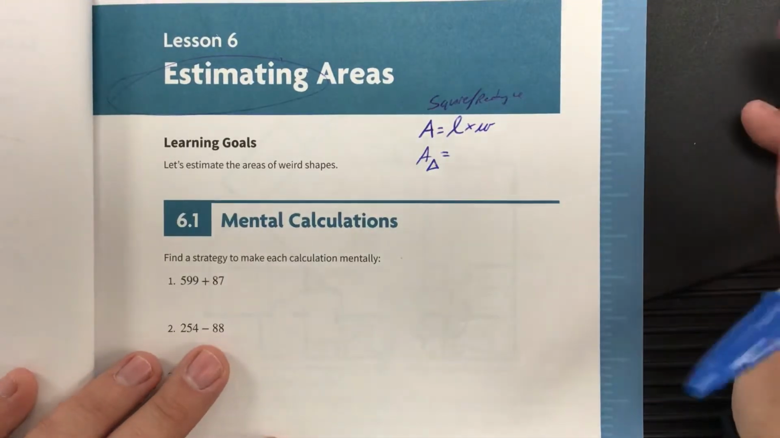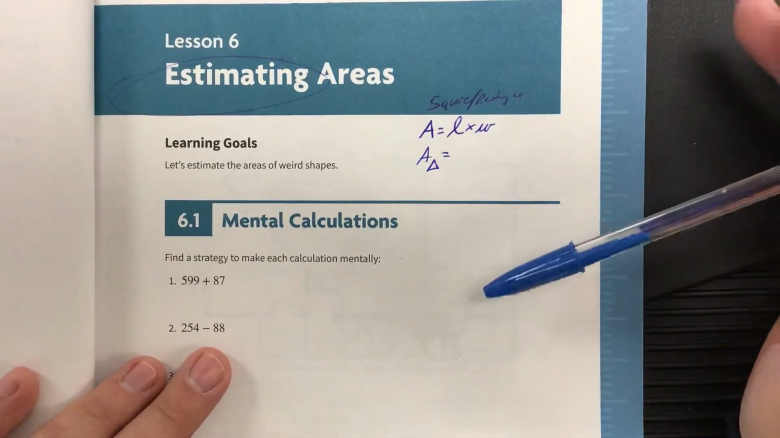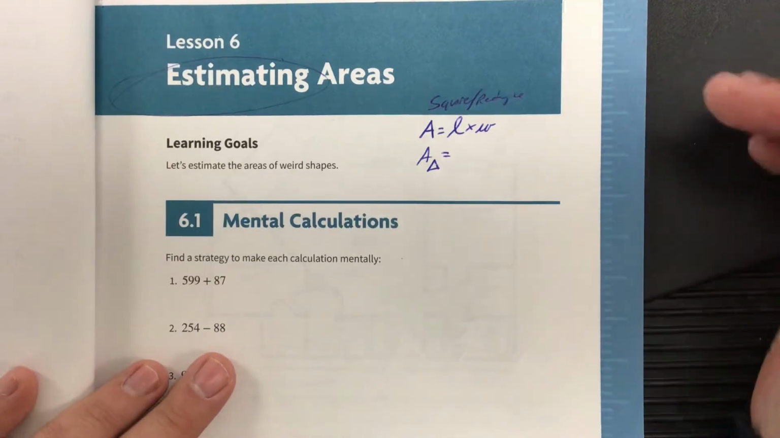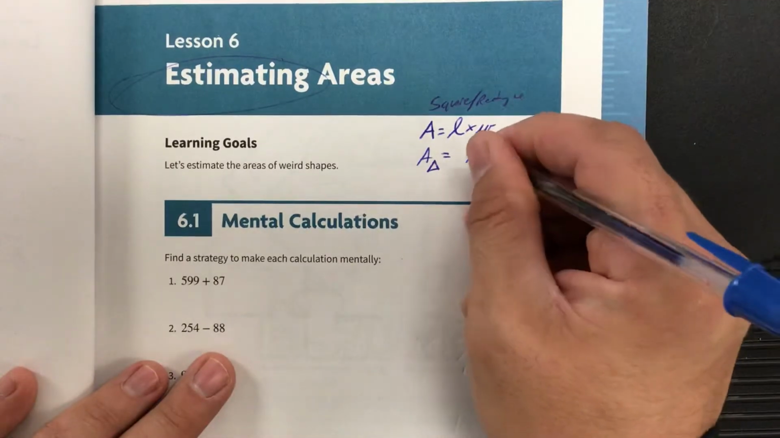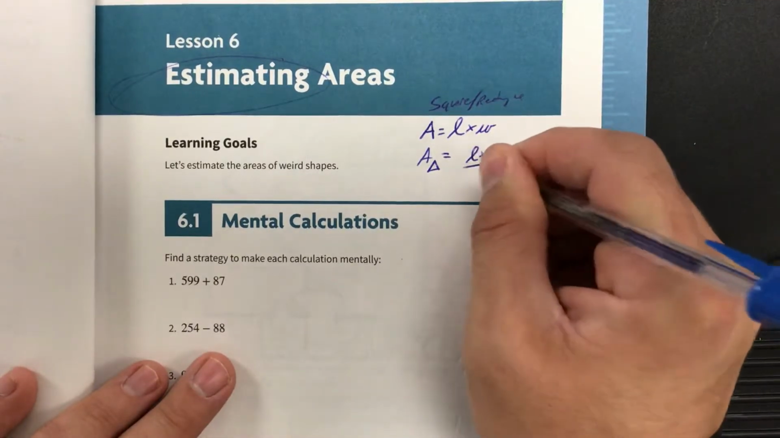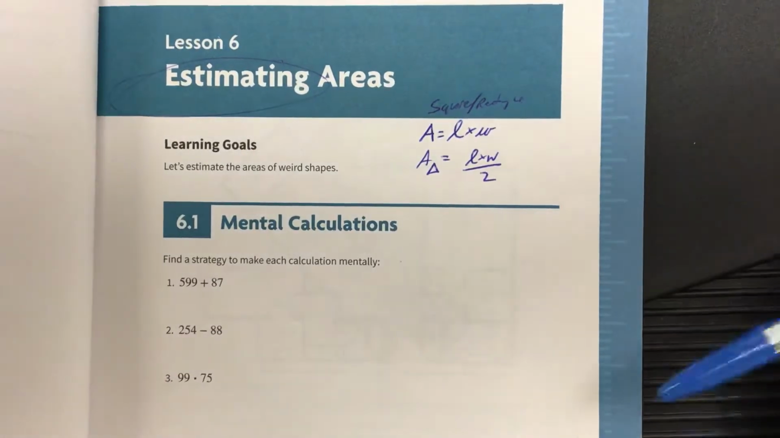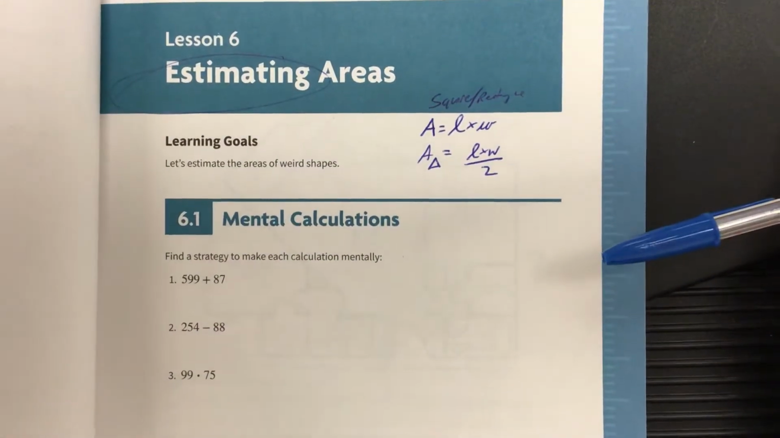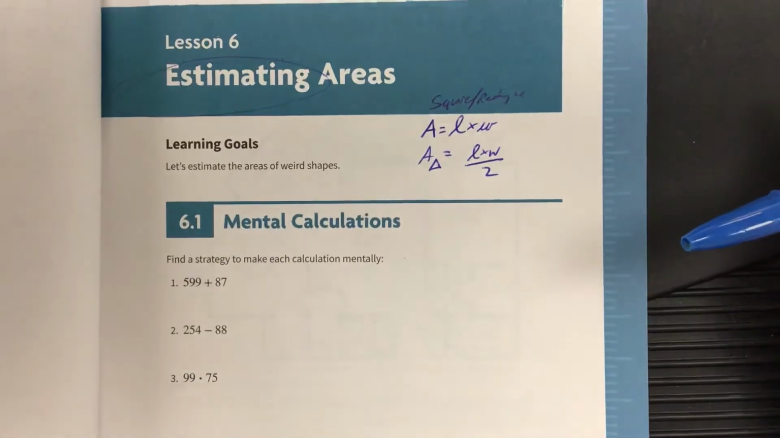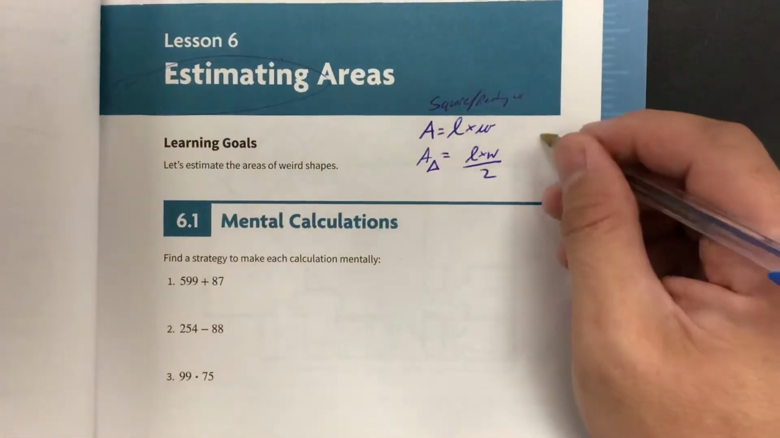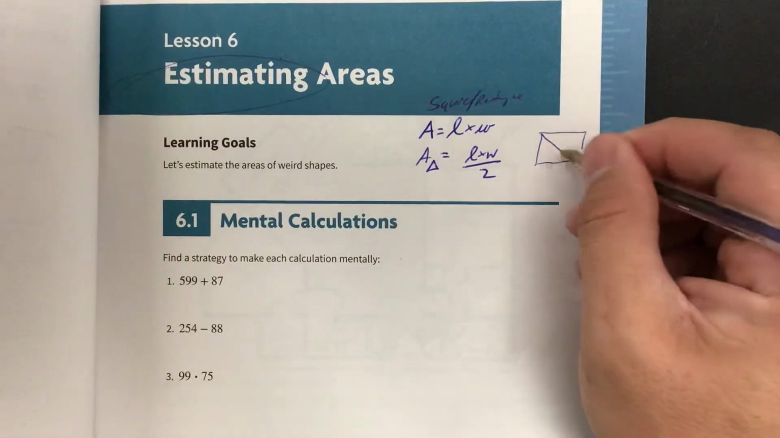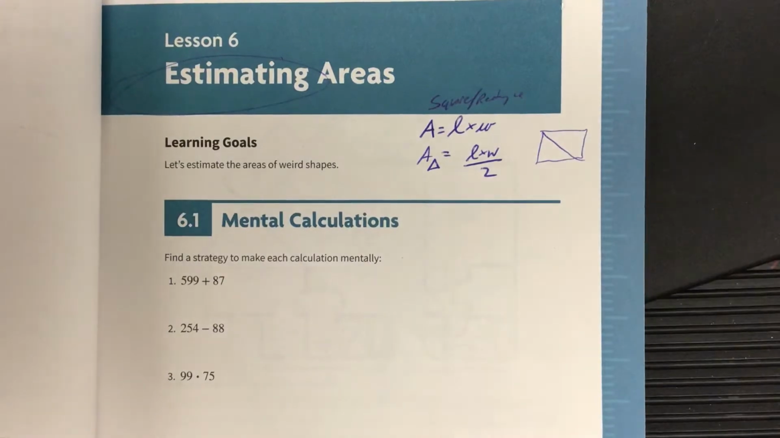Remember how to find the formula of the area of a triangle. Cameron? Length times width divided by 2. Why do we gotta divide by 2? Where does that come from? Do you know why? Yeah, so if you have a square or rectangle, a triangle is half of that. That's why it's always divided by 2.